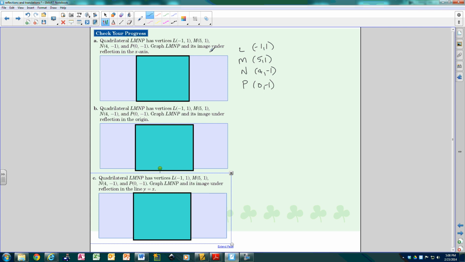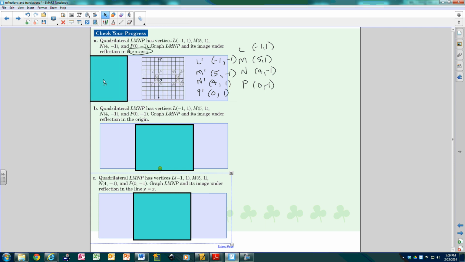So when you flip over the x-axis, all your x values stay the same. So now I've got L prime, M prime, N prime, and P prime. So all these are going to stay the same. 5, 4, 0. So all your x's stay the same. The y values will change their sign. Negative 1, negative 1, positive 1, positive 1. So then when you graph it, it would look like this. So everything just flipped.